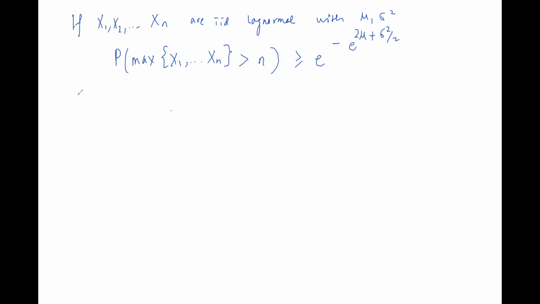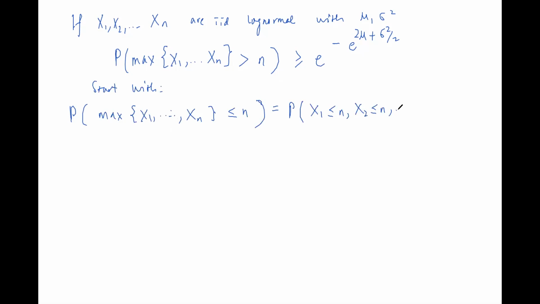So basically, from what we know, this is some kind of a complement. So we start with this, because you can make progress here. This is just everything being less than or equal to n. Since they are IID, you can just take one of them. And this is basically 1 minus P of x1.